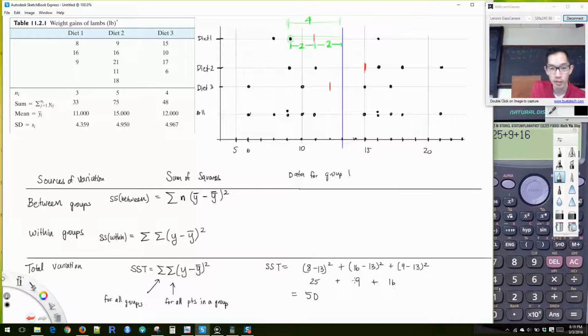Okay, let's look at the sum of squares between. The group mean is 11 and the grand mean is 13. So we're going to do 11 minus 13 squared, and how many data points do we have? We have 3. So this becomes 3 times 11 minus 13, which is 2, and 2 squared is 4. So the sum of squares between for group 1 is 12.